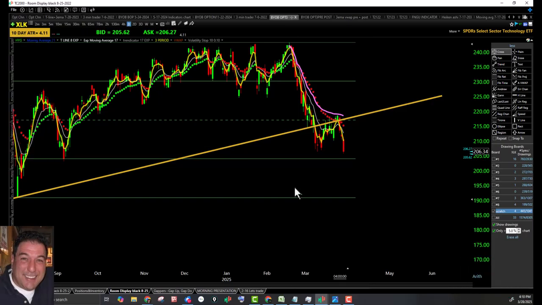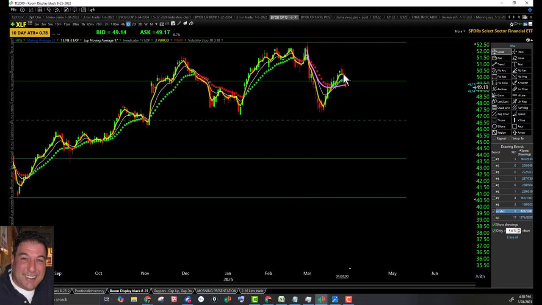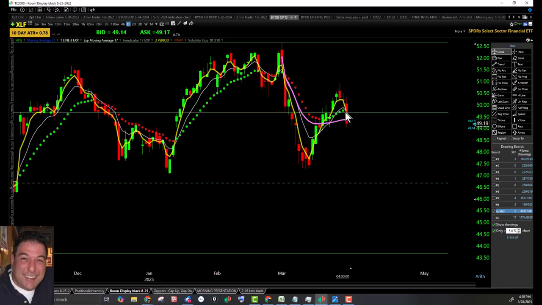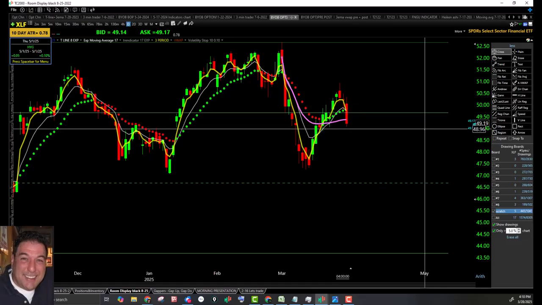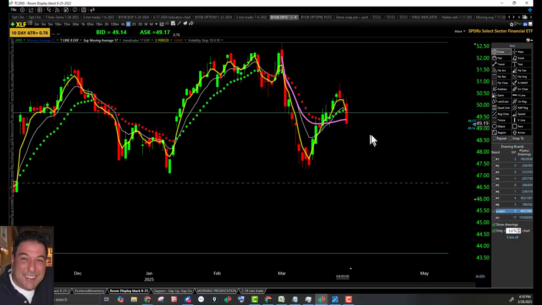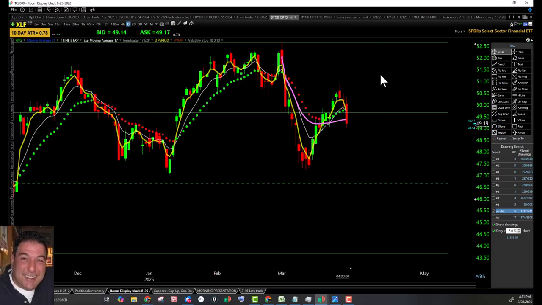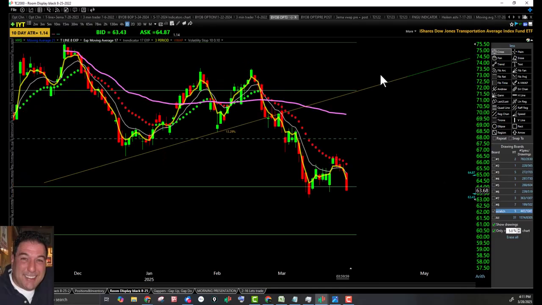Let's take a look at XLF. XLF, lower high, lower low, closing under a bearish cross, under the all-time high anchored VWAP, under this hooking 17 EMA, still in the upper third, that's bullish. Not too much more though, and they'll be knocked out of that. All right, underneath this doji right here, they're going to get knocked out of that upper third. That's XLF. Let's take a look at IYT.